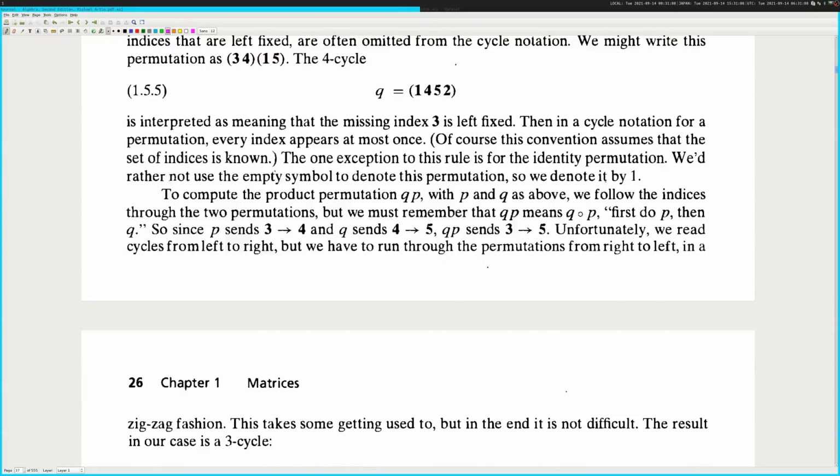There's no reason you have to do that. It's just you choosing to be backwards in a zigzag fashion.